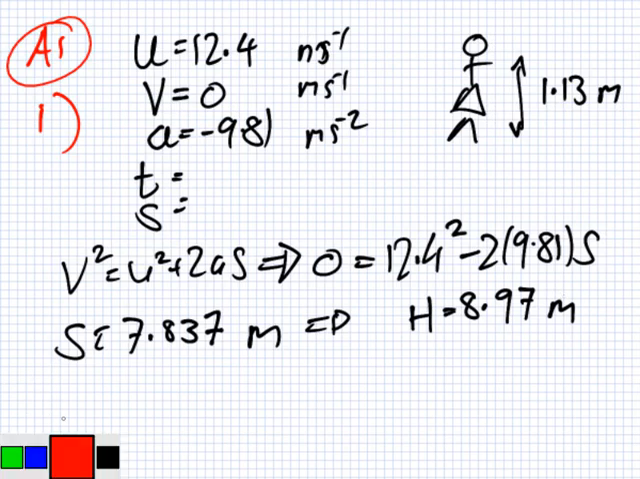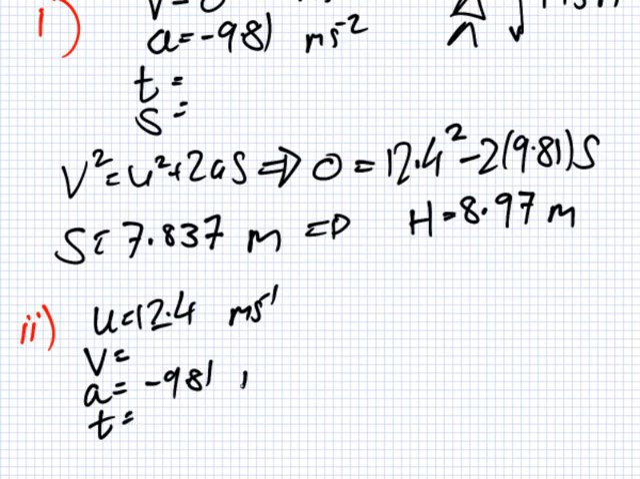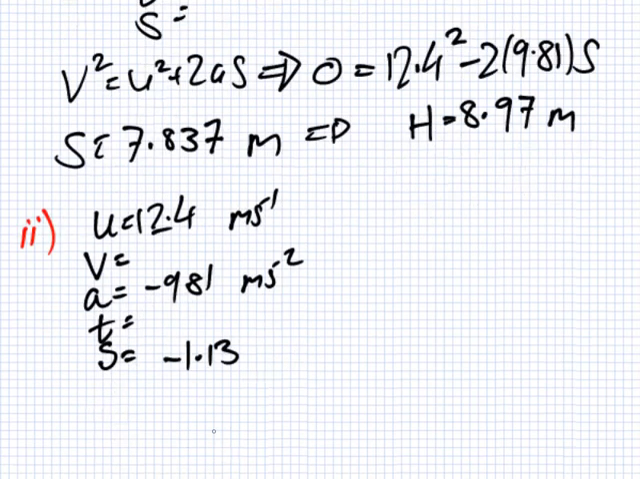Okay, and then part 2 is the total time. So we have U is 12.4 meters per second. V is, don't know. A is minus 9.81. T is what we want. S is minus 1.13. I probably won't write the units all the time in my calculation to save time, but definitely I will write them in my final answer.